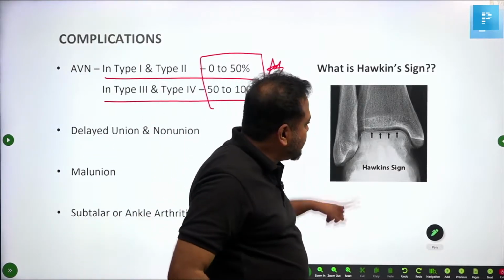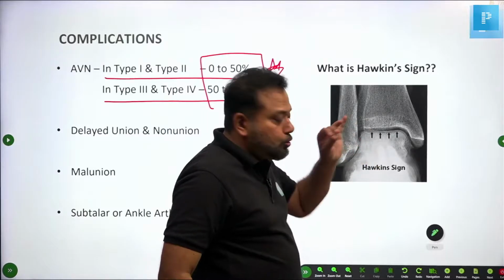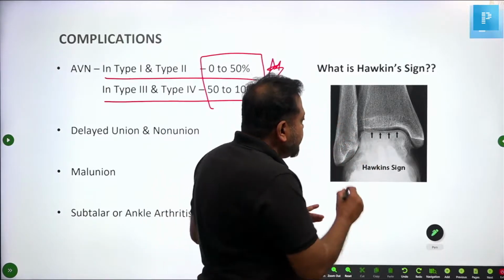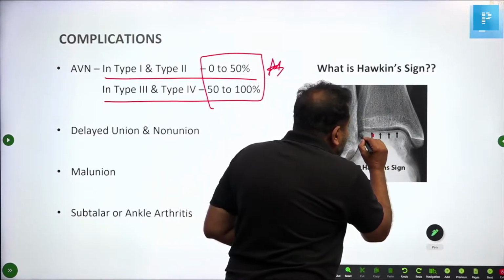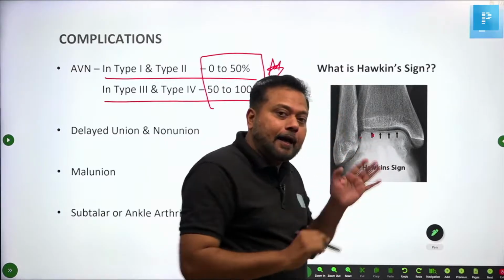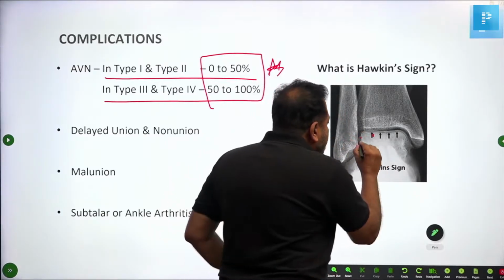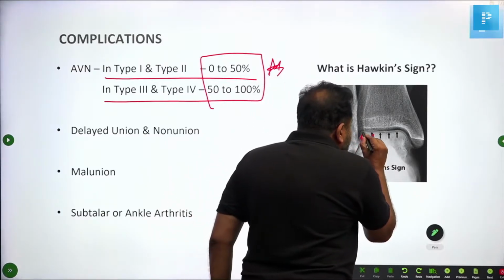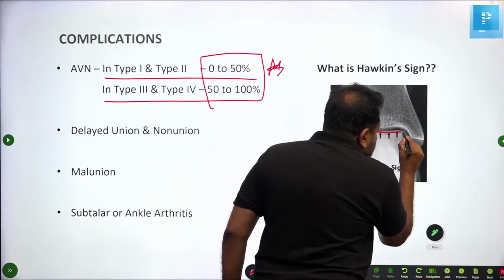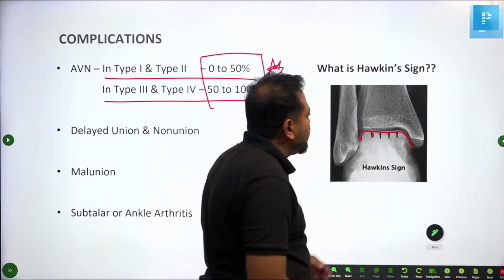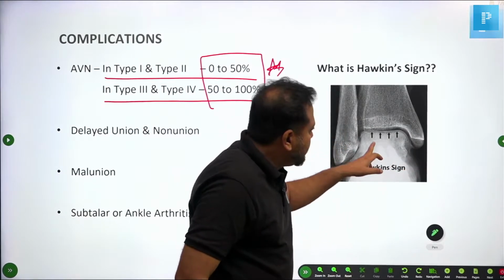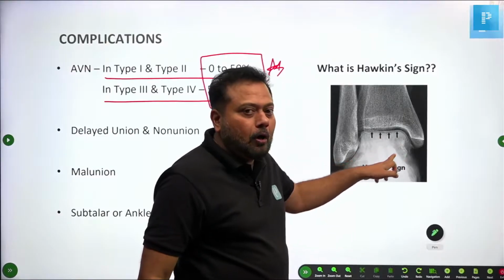Please focus your fullest attention on this diagram. You should zoom your app and you should see. Subchondrally, the arrows, I am able to see. I will draw this and I will erase that red line. You see, subchondrally, I am able to see a translucent line like this. This translucent line is called Hawkins sign.